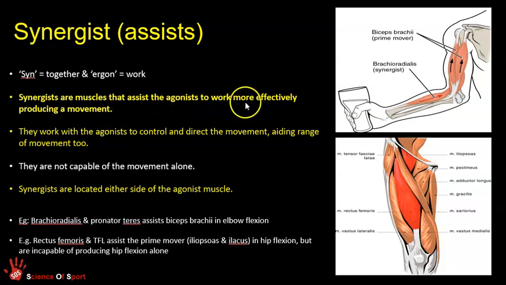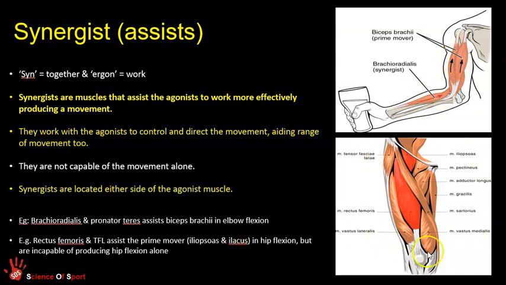They assist the agonist to work more effectively, producing a movement. They're not able to do the movement themselves, but they help the agonist do the movement, sometimes controlling the specific direction of the movement. They're often located either side of the agonist, and perhaps this is a nice example to learn. The biceps brachii create flexion. The brachioradialis, a smaller muscle group that attaches a bit lower down by the wrist and above the elbow joint, assists with a contraction to make that movement happen.